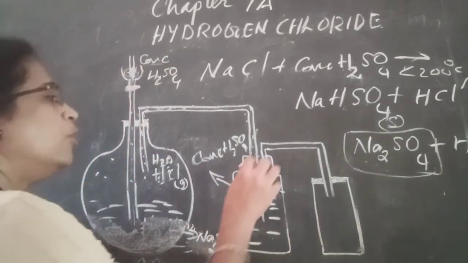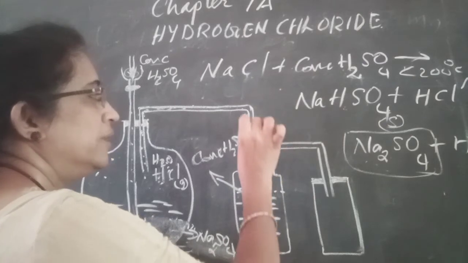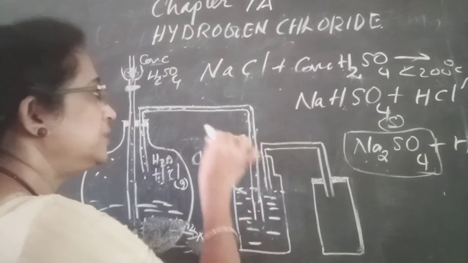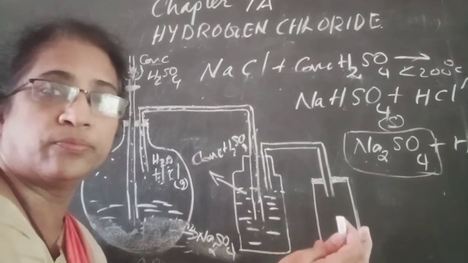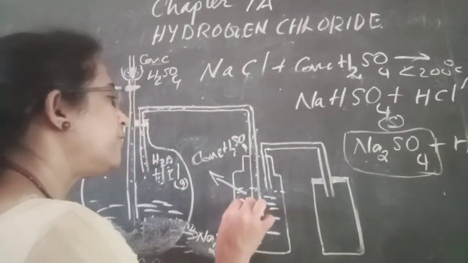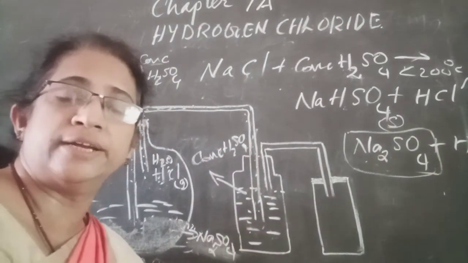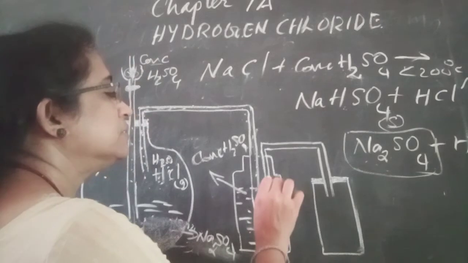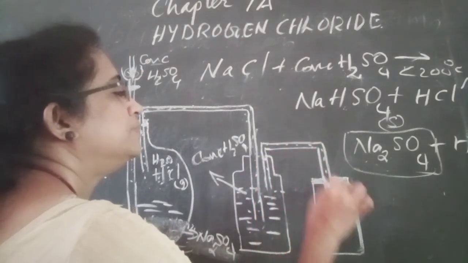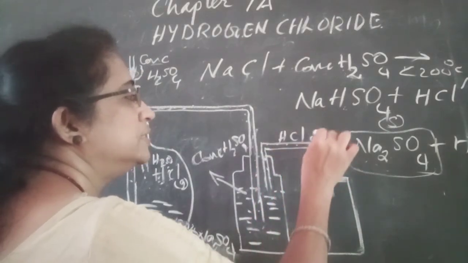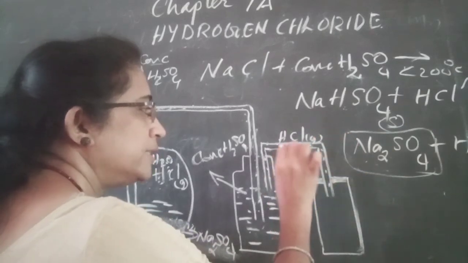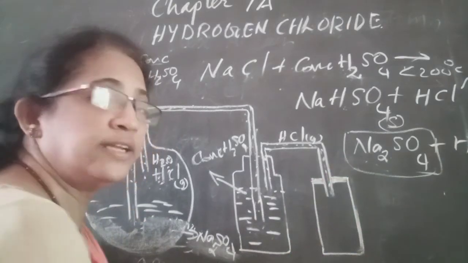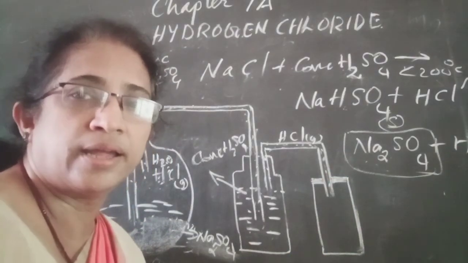So on passing HCl vapor through concentrated sulfuric acid, HCl vapor contains water vapor also. This water vapor is absorbed by which solution? Concentrated sulfuric acid. And after absorption, pure HCl gas is evolved or liberated, and this passes through the delivery tube and it is collected in a gas jar which contains air.